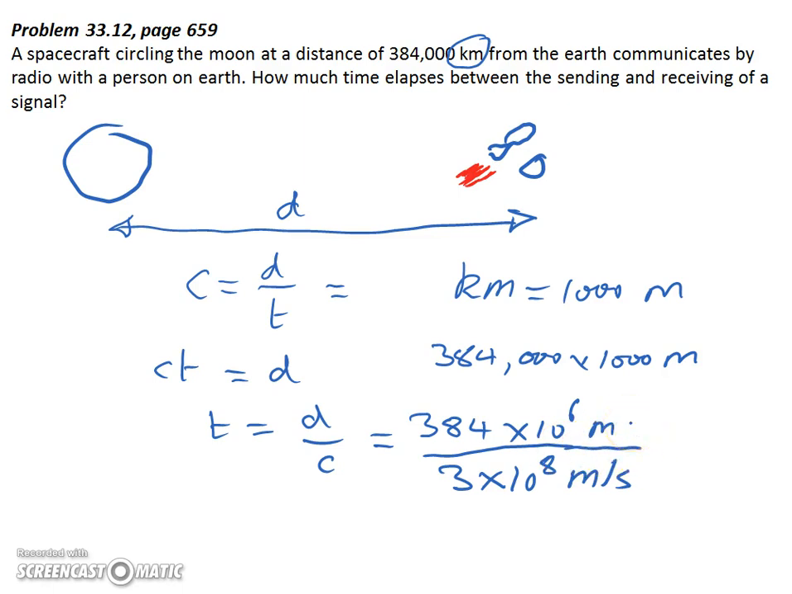Let's make sure we haven't made a mistake. The meters will cancel, and we have 1 over seconds, which is simply seconds. So we will have a number in the correct unit, and we just plug this into our calculator and find that the time delay from somebody speaking on the Earth and then being heard in the rocket ship is 1.28 seconds.